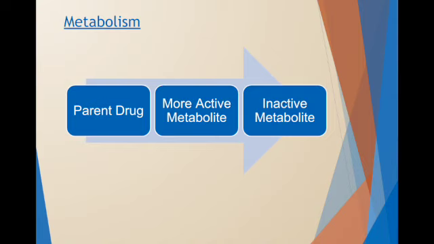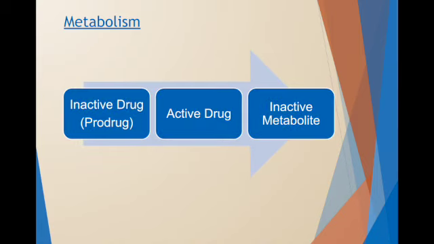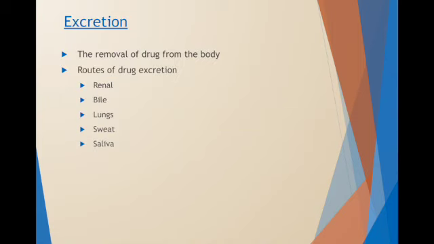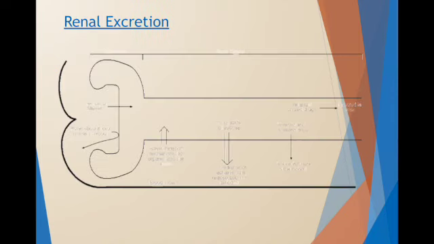So certain medications actually become more active when they are acted on by, for example, the liver. And that would be considered a prodrug when the medication is inactive in its initial form. So that brings us to excretion, which is the removal of the drug from the body. The routes of drug excretion generally are the kidneys, the liver and the biliary system, the lungs, as well as the sweat and saliva.